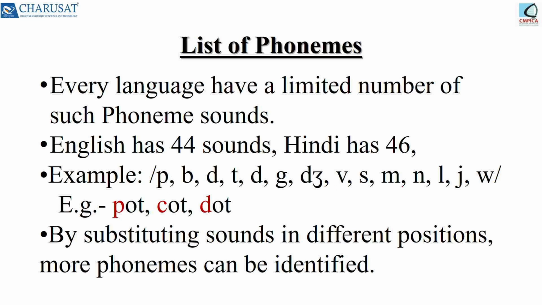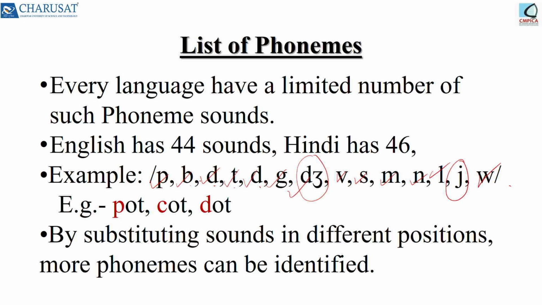Again, examples for these phonemes are over here. Out of 44, we have written certain few. P, B, D, T, D, G. Right? This is P, B, D, T, D and G. This again we learnt. What is this? Can you recall? This is pronounced as J. Right? This is V, S, M, N, L. How is this pronounced? This is pronounced as Y. And you are correct. This is W.